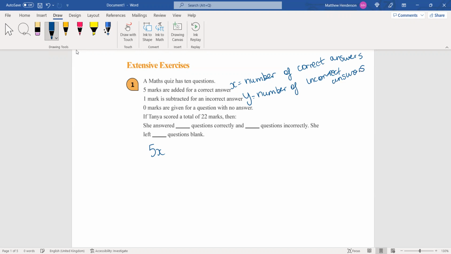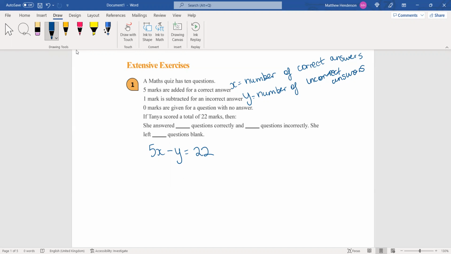So now we can finish off the equation. If we get 5 marks for every x, we also lose 1 mark for every y. So we lose 1y, which in algebra, we just write y. We don't write that coefficient of 1. And in total, we get the 22 marks that it describes in the question. So now we've got an indeterminate equation, which we can solve.